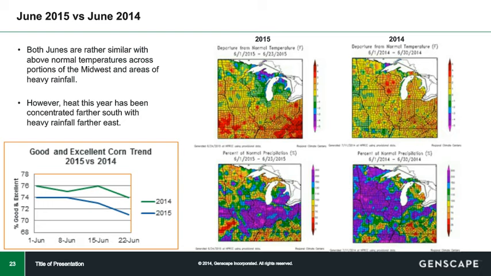And if you look at the graph on the bottom of the left side of the slide here, this looks at the good and excellent corn trend, and this is also comparing the current year with last year. And right now we're about 3% behind in terms of good and excellent corn compared with last year, and it looks like the corn trend is starting to drop a little bit more rapidly, obviously associated with all that rainfall we've seen in the central and eastern Midwest.